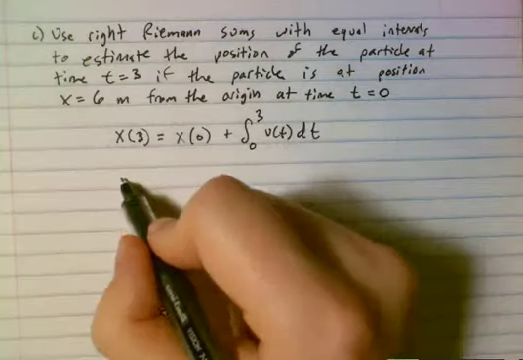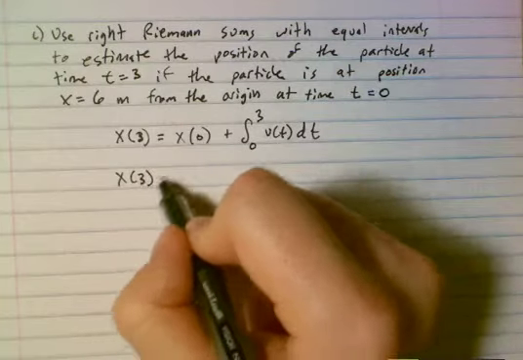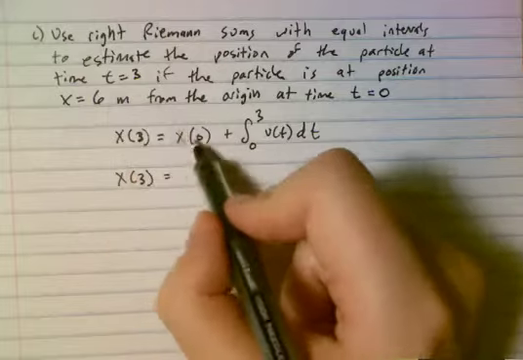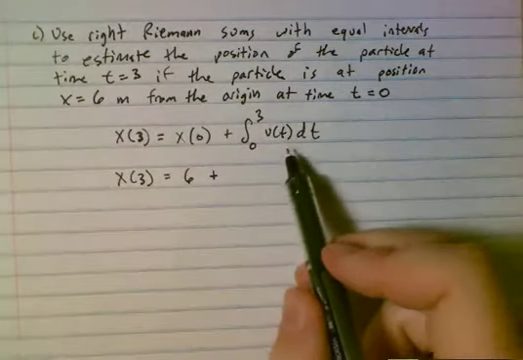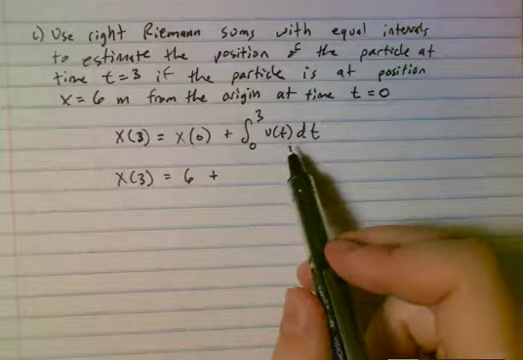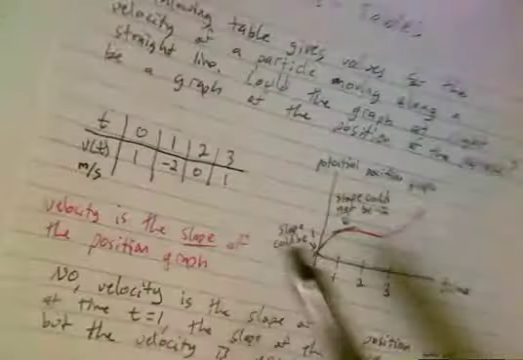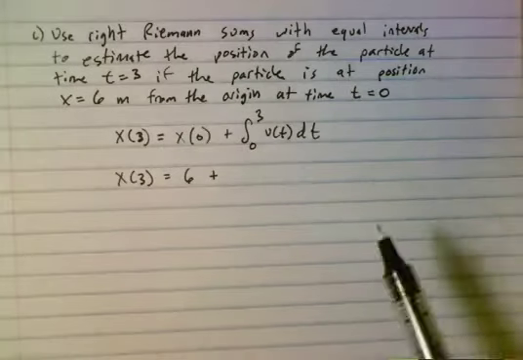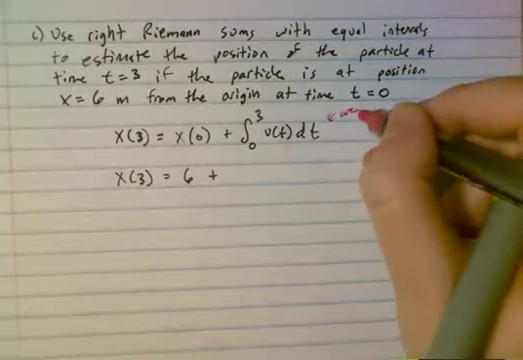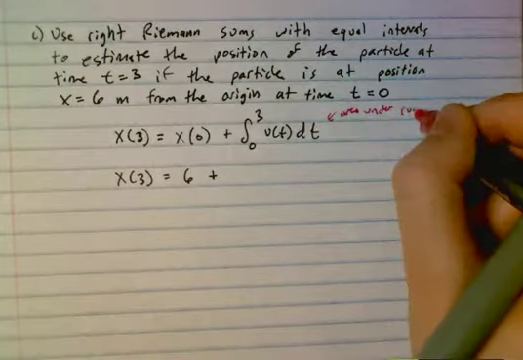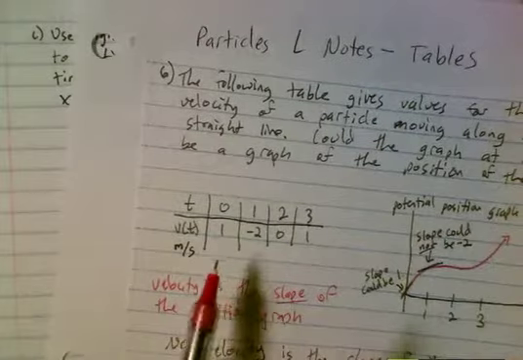And some of this we can find. We're told that at time t equals 0, the particle is 6 meters. But to find this is going to take a little work because we don't have any equation to work with here, we just have these numbers. However, we do know that this is the area under the curve. But at the same time, we don't have a curve. We don't have a graph. So we have to estimate it using Riemann sums.